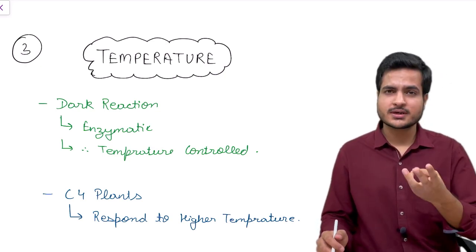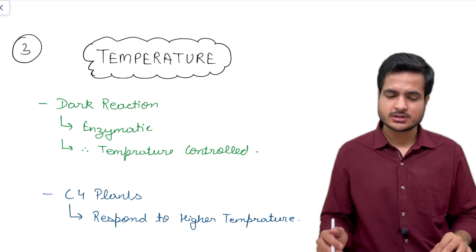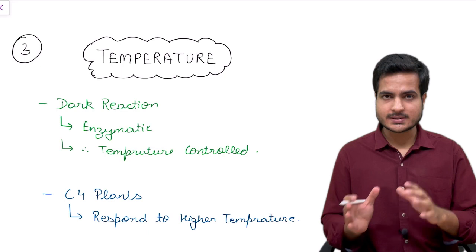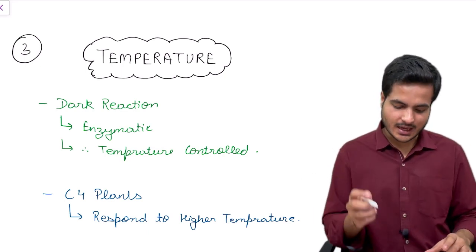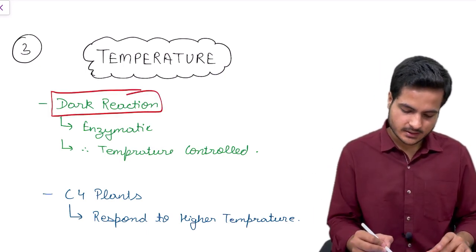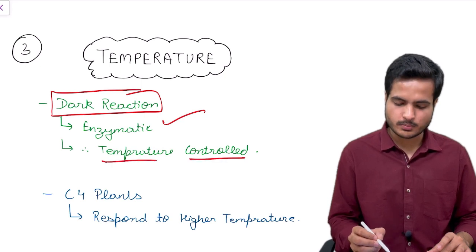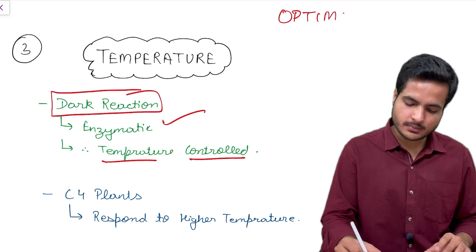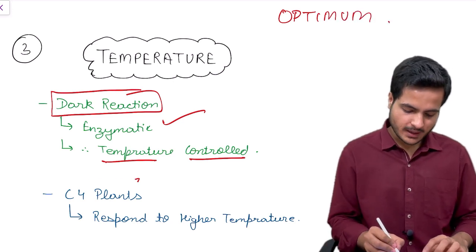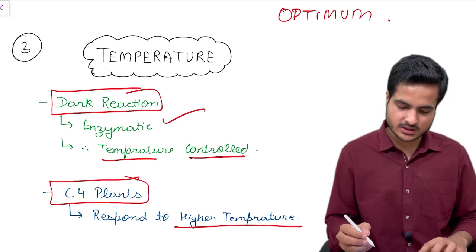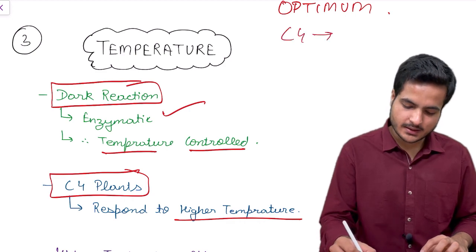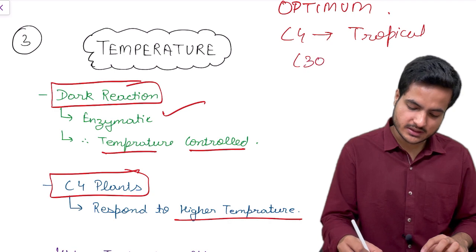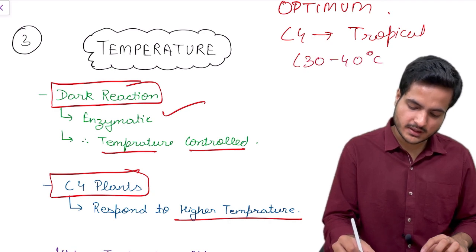Now let's talk about the third factor, which is temperature. Since we have already discussed that photosynthesis has two parts, light reaction and dark reaction. This dark reaction is enzymatic, therefore is temperature controlled, because enzymes will function their best at the optimum temperature. C4 plants will respond to higher temperature just because C4 plants are adapted for tropical areas where the temperature ranges between 30 to 40 degrees Celsius.